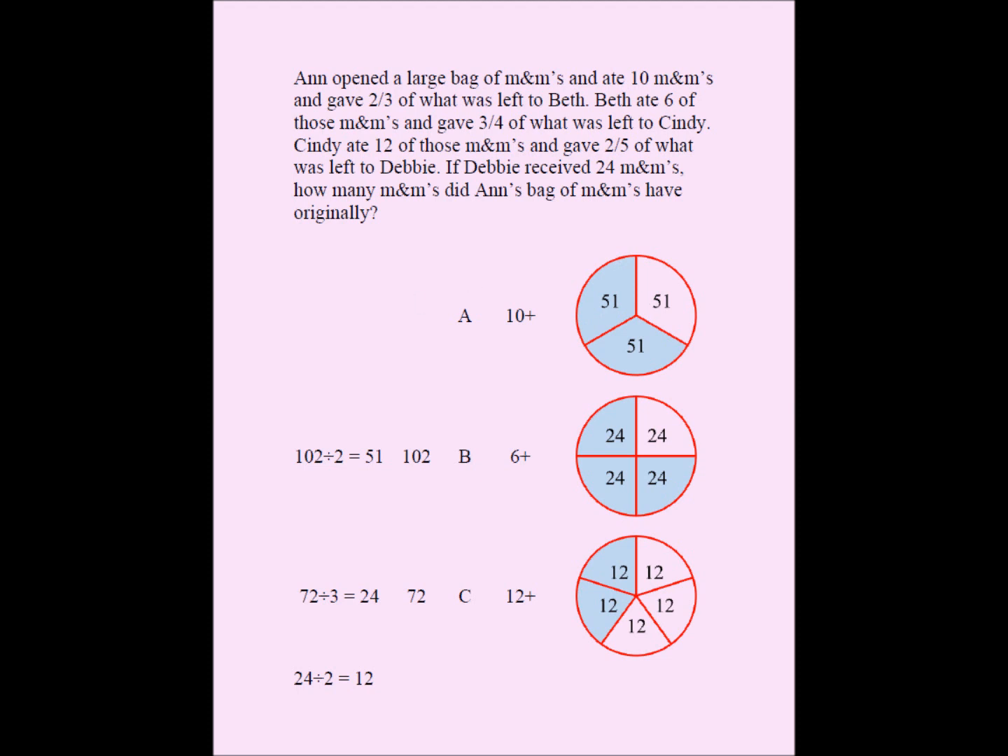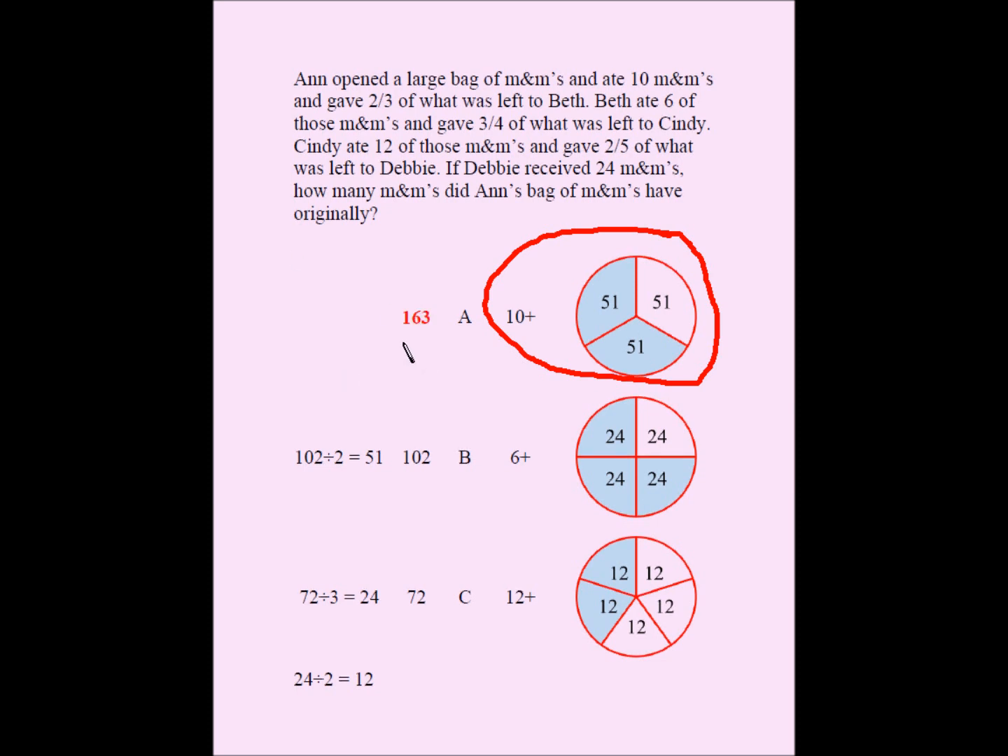What's the total number of M&Ms Anne had? It'll be 51 times 3, which is 153, plus 10, which is 163. So that's my answer, 163. Anne had 163 M&Ms.